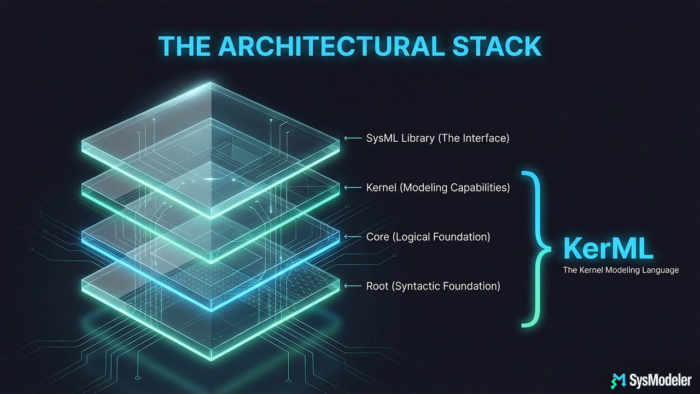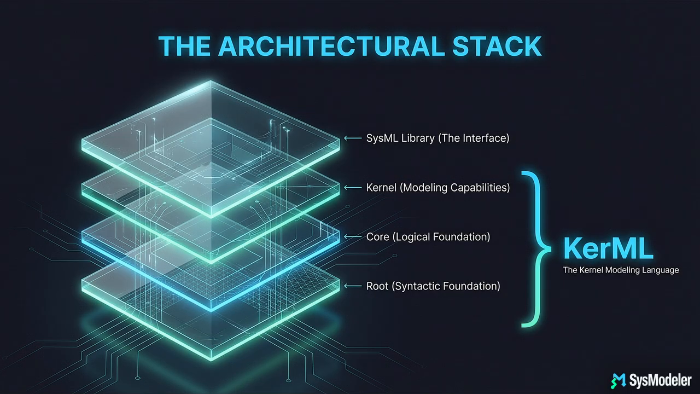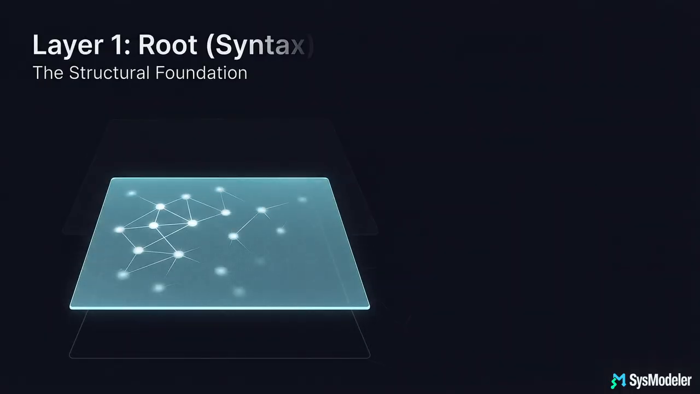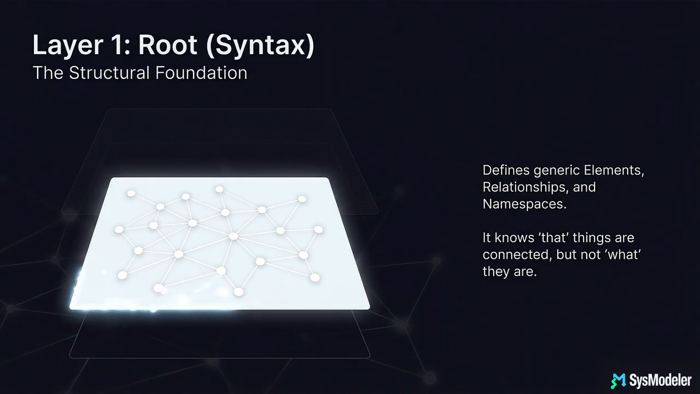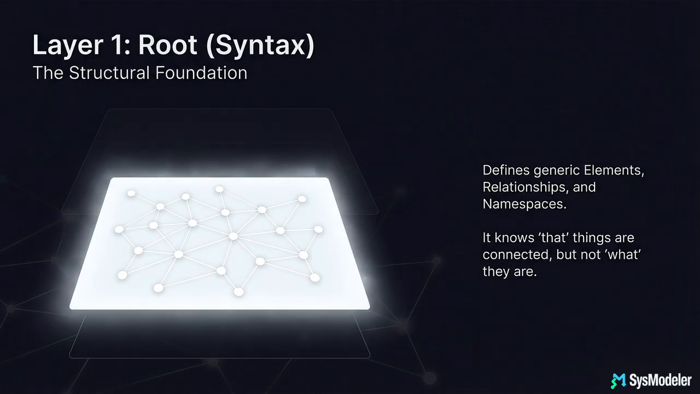KerML consists of three logical layers: Root, or syntactic foundation. This is the structural foundation. It defines generic elements, relationships, and namespaces. It controls how model elements are organized and connected, but it contains no engineering meaning. For example, this layer knows that one element is connected to another and both have names, but it does not know whether they represent a part, a requirement, or a behavior.